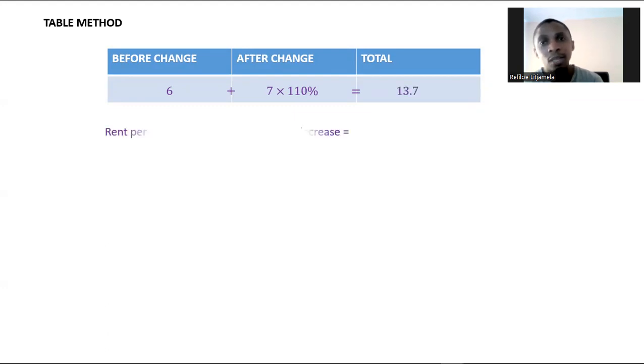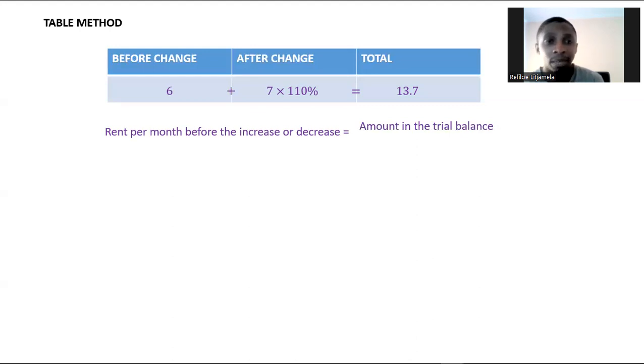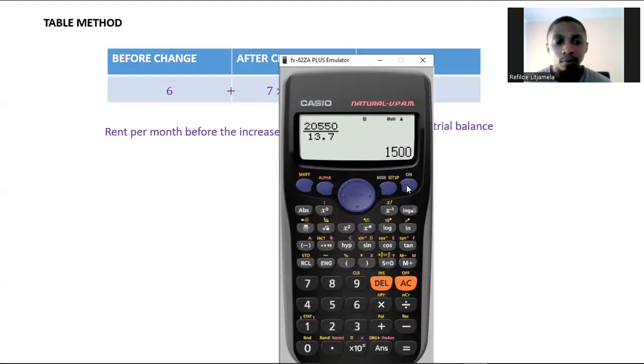Then you're going to take the rent income that you have in your trial balance, put it as a numerator, and divide it by the total in that table. What is the total in that table that I gave you? It is 13,7. And how did I get that 13,7? This is how I got 13,7. I took the 6, added the 7, and I multiplied the 7 by 110%.